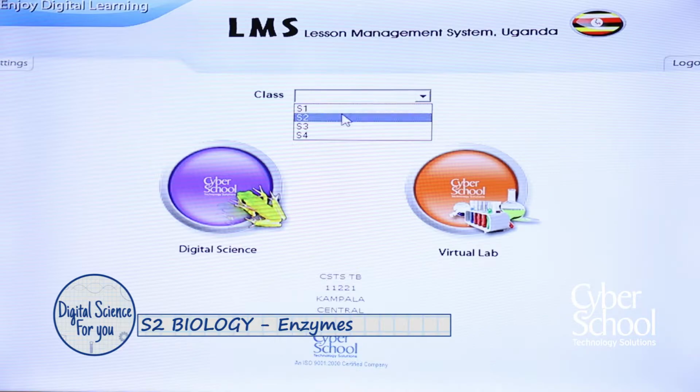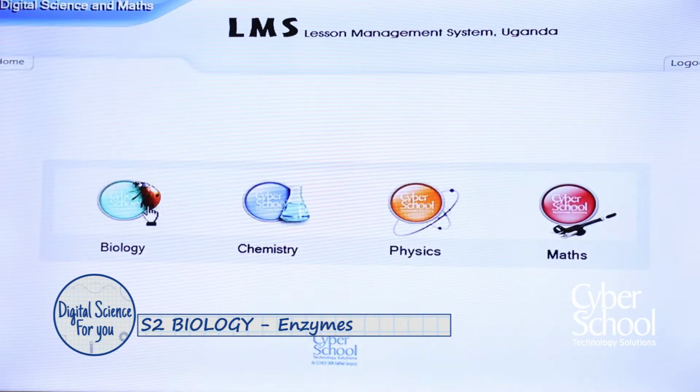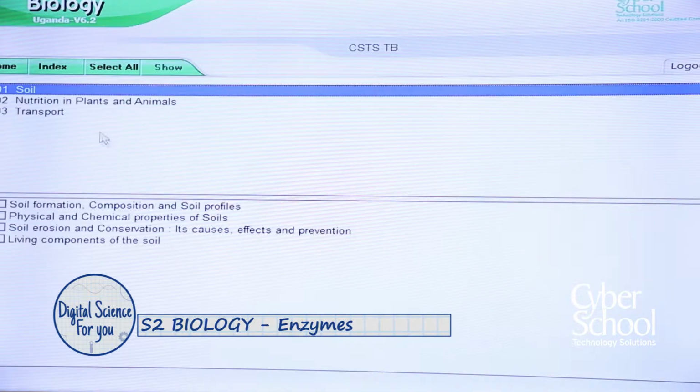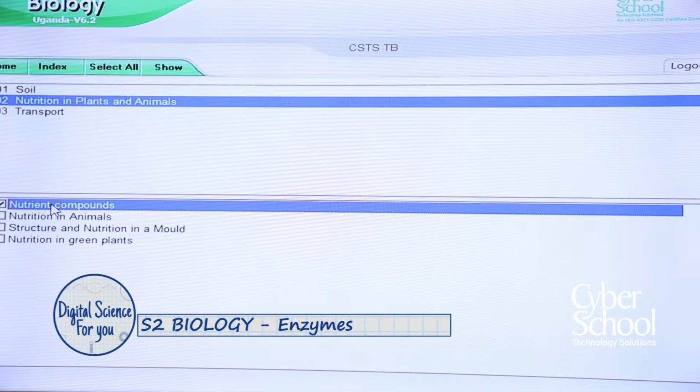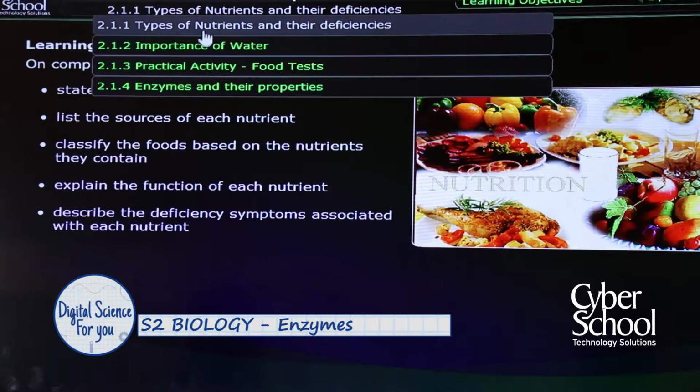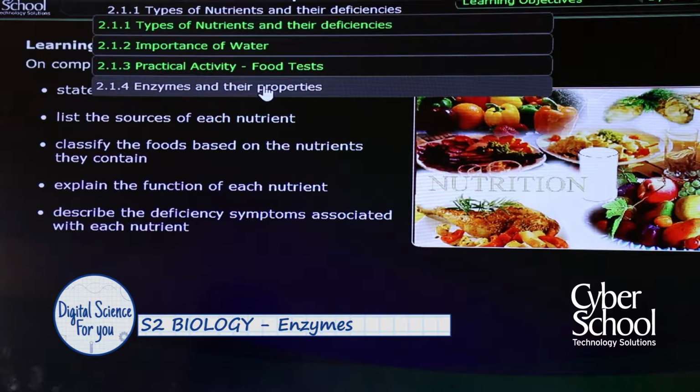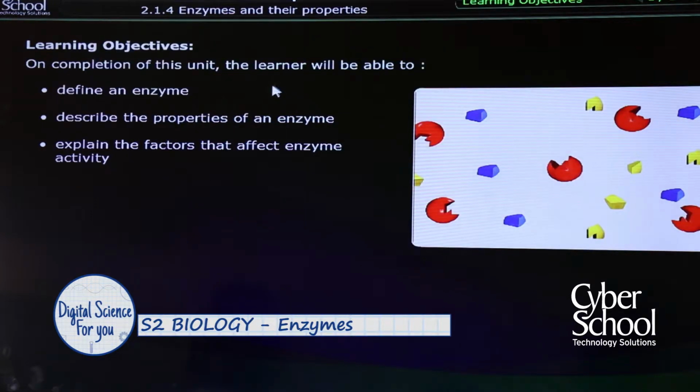Okay, let us go to senior 2 right there. We're going to use digital science at first. It's biology, and our topic is nutrition in plants and animals. We're going to go to nutrient compounds, and then we are going to go to enzymes and their properties right there.